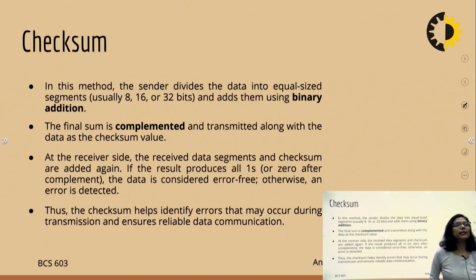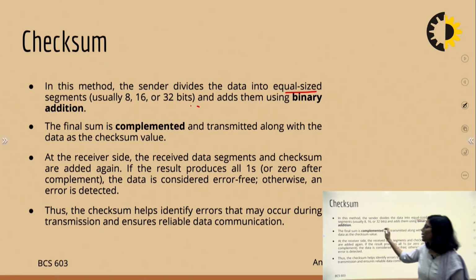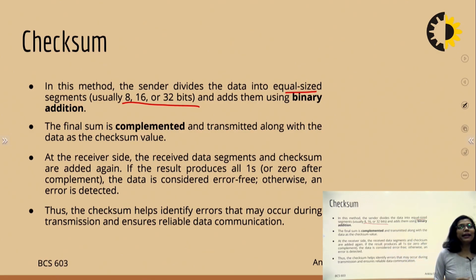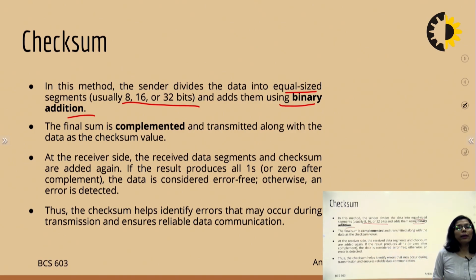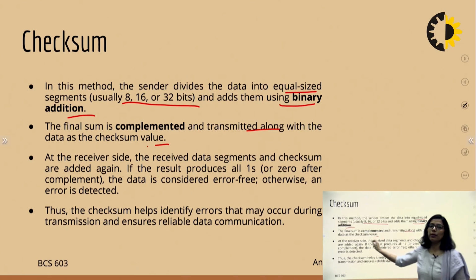Another method is the checksum. In this method, the sender divides the data into equal size segments. We divide the data into blocks, and then I will add them using binary addition. Whatever sum I get, that is the final sum, I will complement it, and then I will transmit that data along with the checksum value.